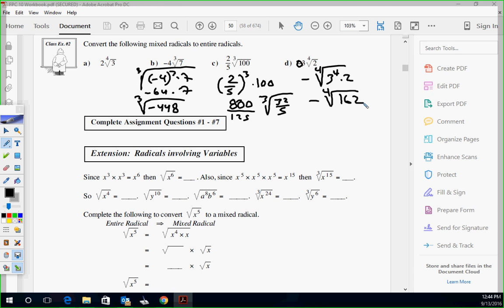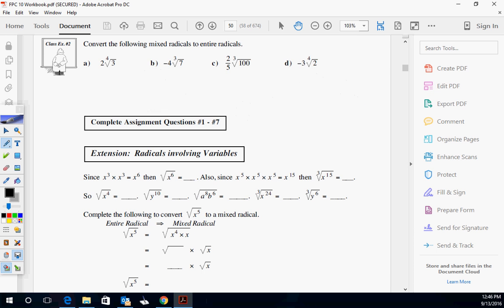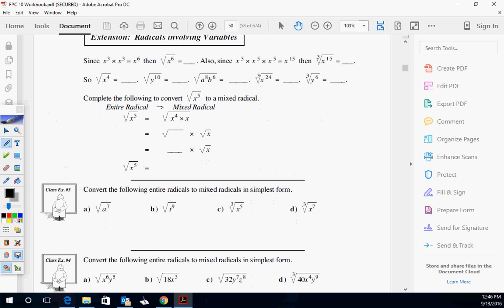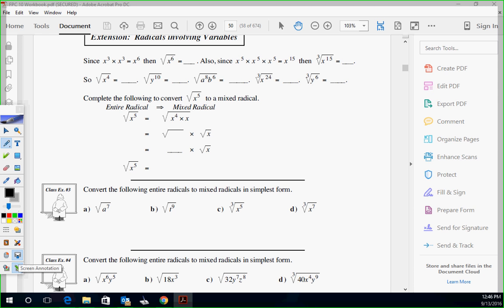Okay, so now we're going to do an extension here. This is a little bit advanced stuff, so just see if you can stay with me. This is what you do if you have variables inside of a radical. I'll show you the longhand way, and I'll show you an easier way, okay?